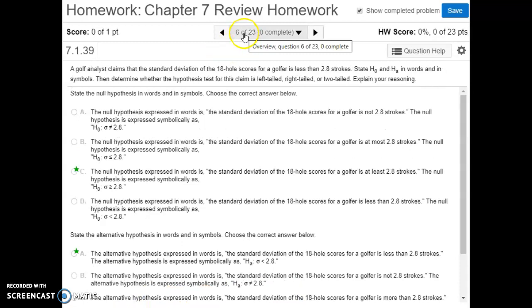Number 6 is similar to number 5. Someone is making a claim that the standard deviation for golf scores is less than 2.8 strokes.